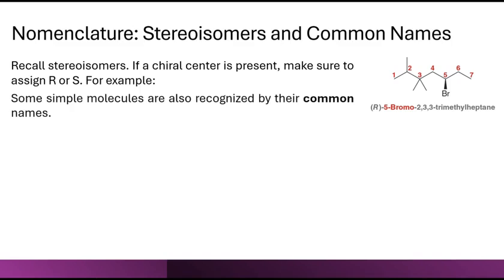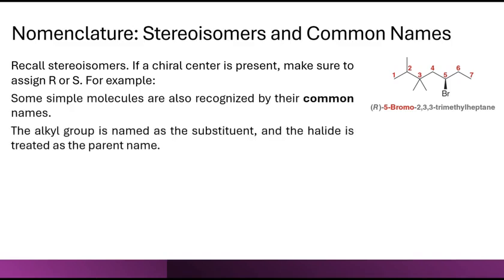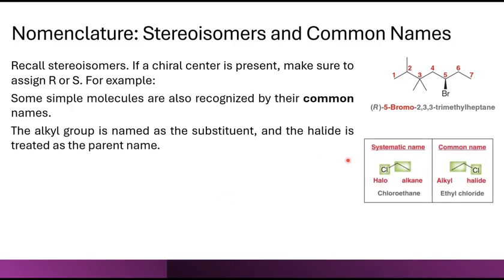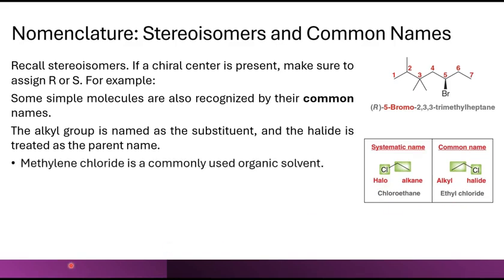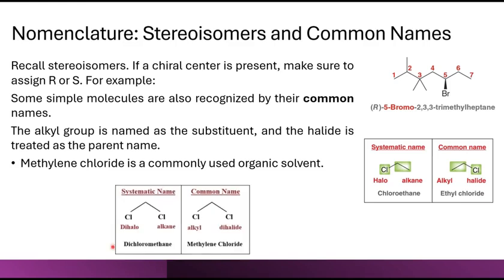Some simple molecules are also recognized by their common names. The alkyl group is named as a substituent and the halide is treated as a parent chain. Notice here we have the systematic name, chloroethane. Here's the common name, ethyl chloride. Methylene chloride is a commonly used organic solvent. The systematic name is dichloromethane. The common name is methylene chloride.